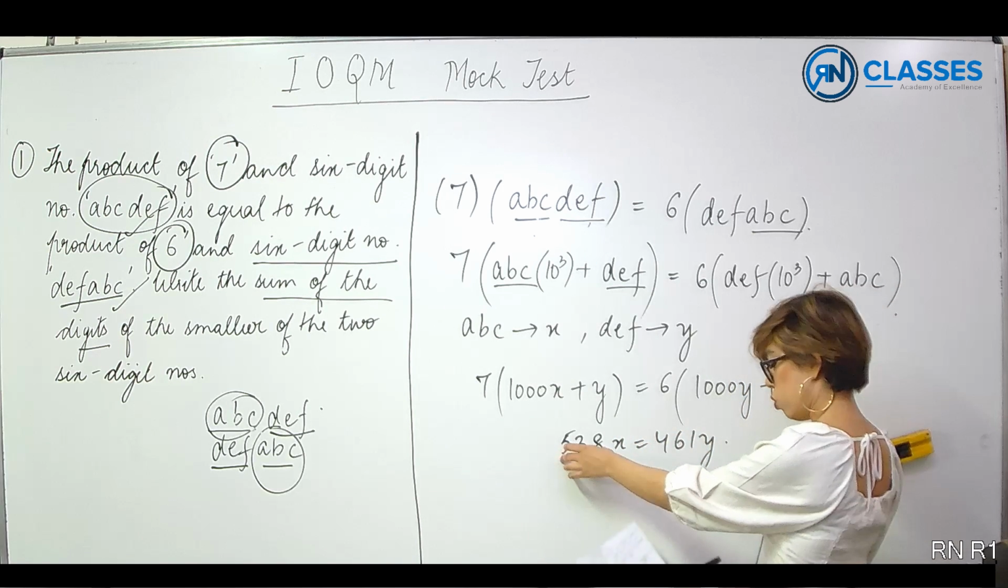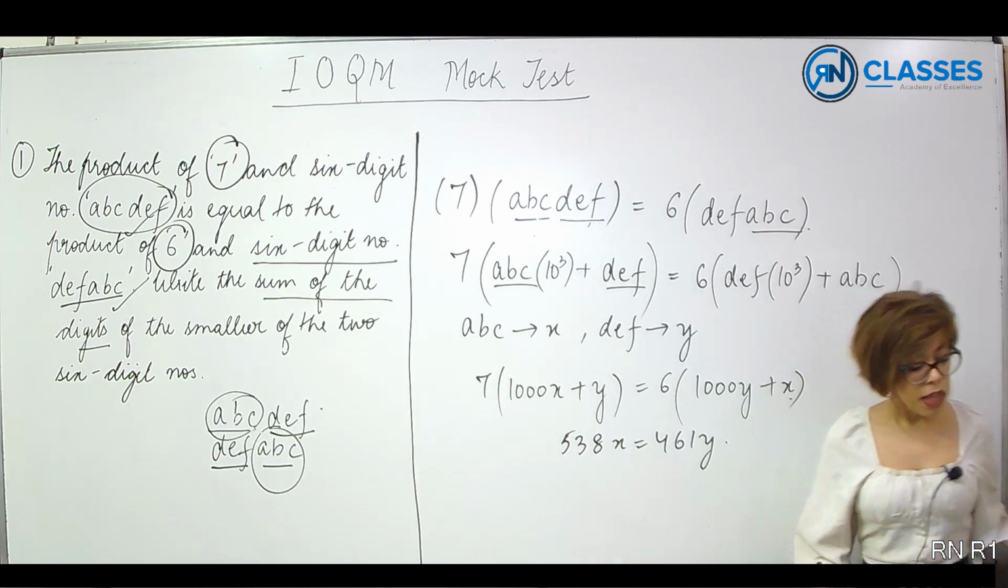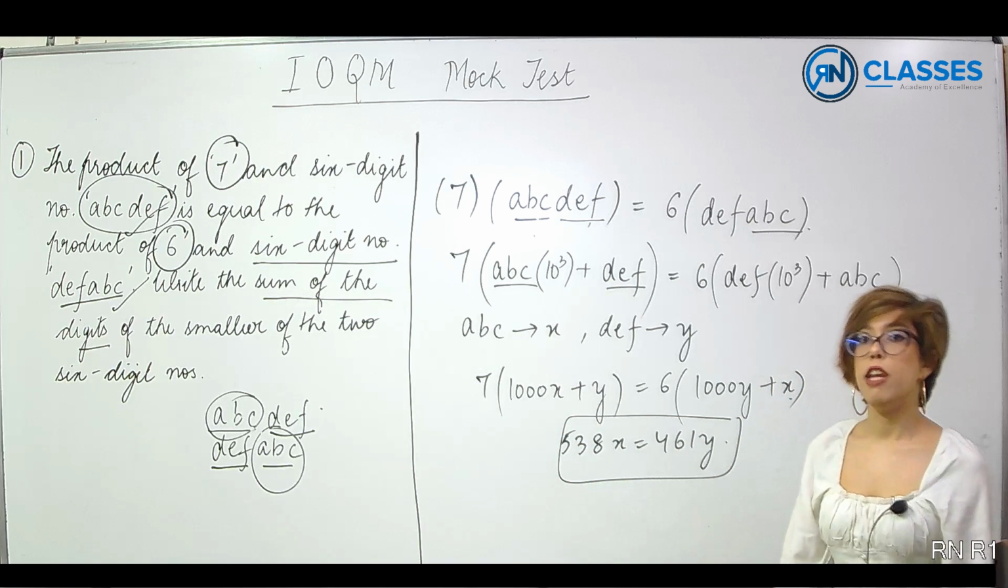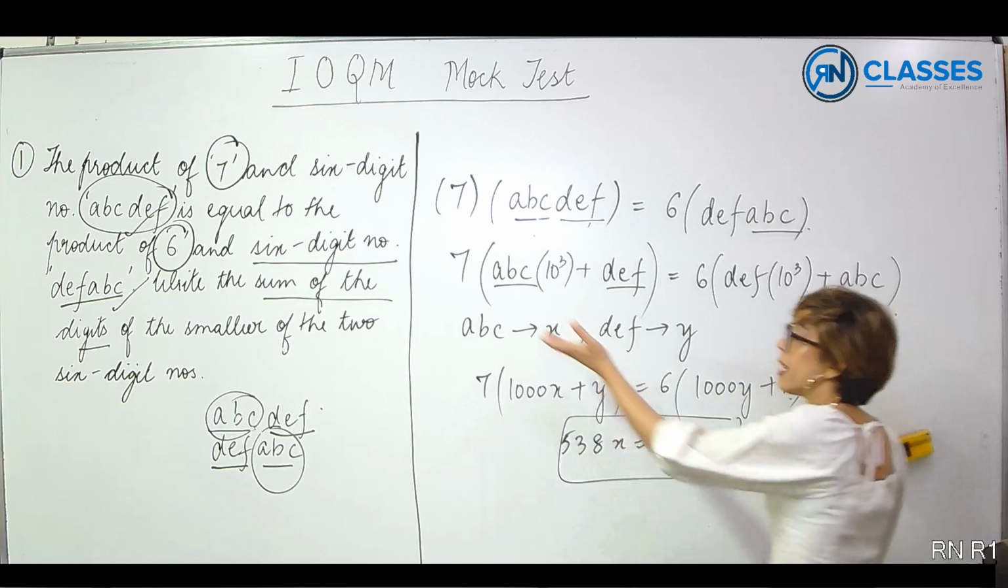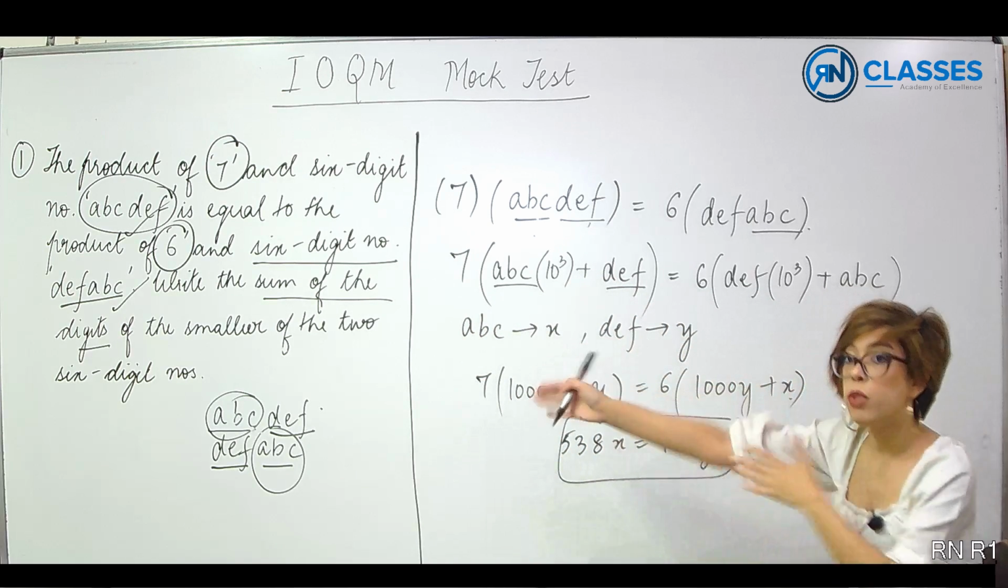This can be written as 2 into 269. 269 is again a prime number, right? Now, I need to solve this equation. I need to find the value of X and Y. Because if I know X and Y, basically I know this 3-digit number, I know this 3-digit number. So that means I know the number.